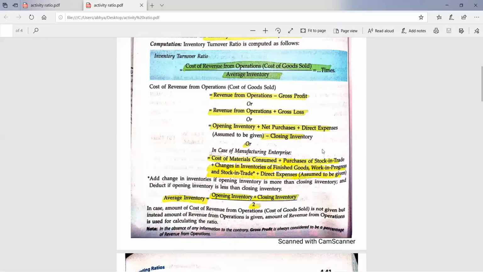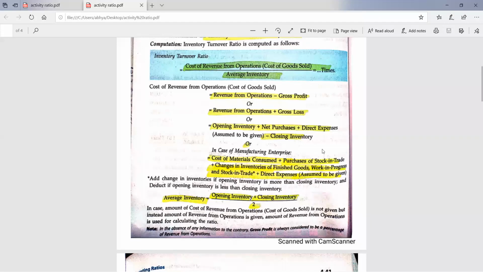There, I told you two formulas. Sales minus gross profit. I think you must have remembered the formula: net sales minus gross profit. So this is the first formula, net sales minus gross profit.